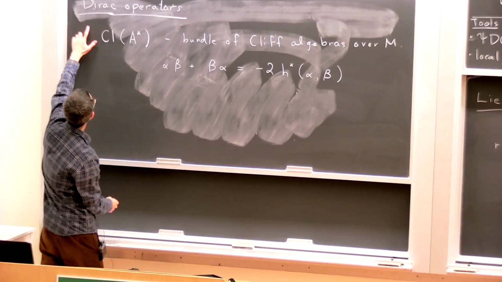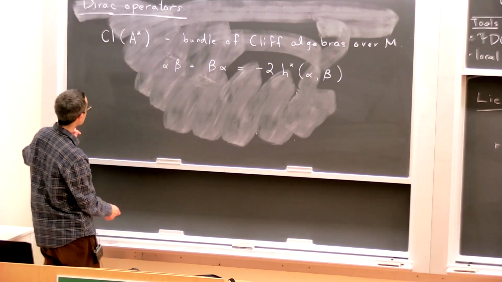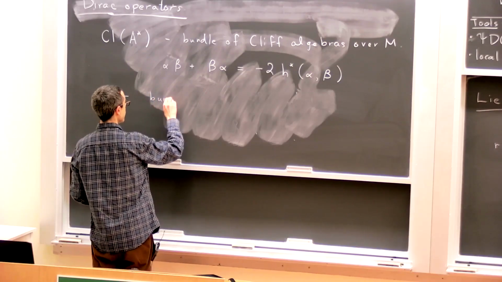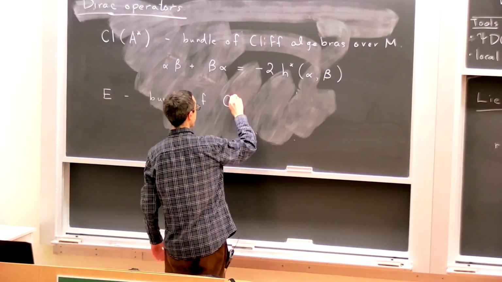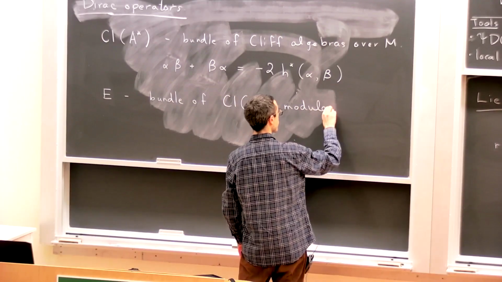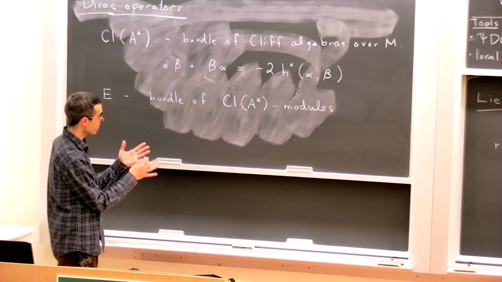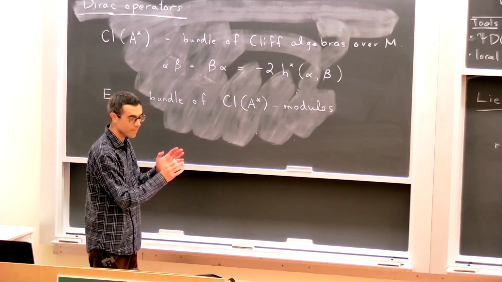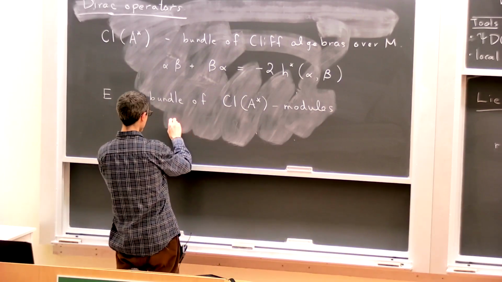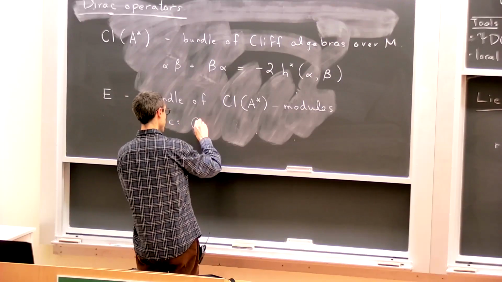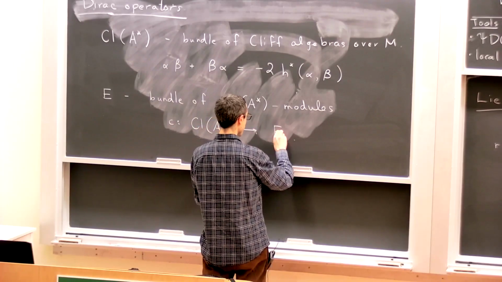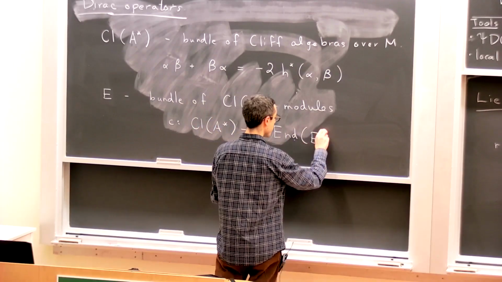Right, and the next ingredient we need to define a Dirac operator is a Clifford module bundle. So E is going to be a bundle of Cliff A star modules. It's a vector bundle, and each of the fibers is a representation of the corresponding Clifford algebra fiber at that point. In particular, I have this structure map from the Clifford algebra to endomorphisms of my bundle.